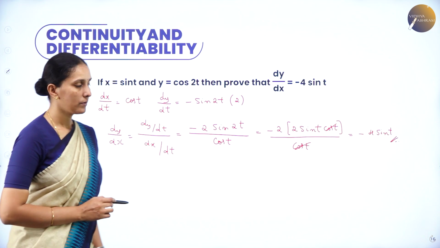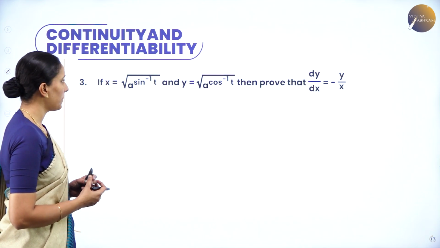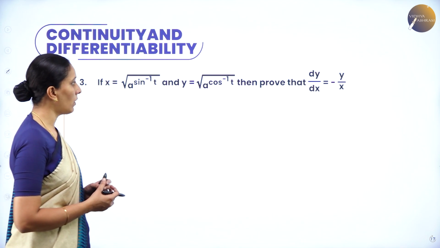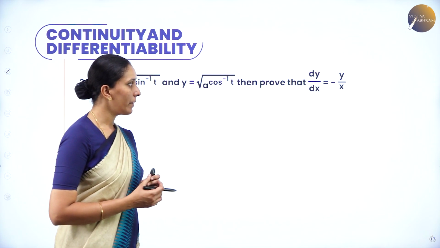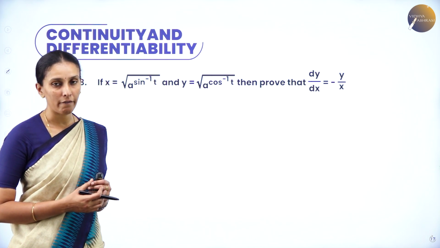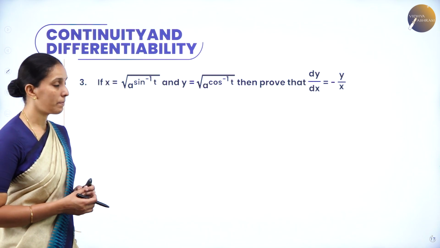Hence proved. Next question. If x is equal to square root of a to the power sin inverse t and y is equal to square root of a to the power cos inverse t, then prove that dy by dx is equal to minus y by x. So here the parameter is t. So let us derive them with respect to t.